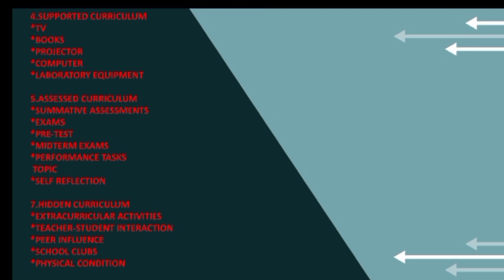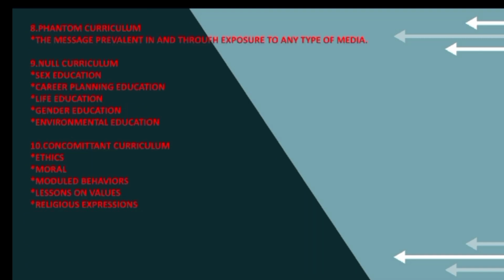Seventh, we have hidden curriculum. In hidden curriculum, we have extracurricular activities, teacher-student interaction, peer influence, school clubs, and physical condition. Eighth, we have phantom curriculum, the message prevalent in and through exposure to any type of media. That is the only example in phantom curriculum. Ninth, we have the null curriculum. In null curriculum, we have sex education, career planning education, life education, gender education, and environmental education.